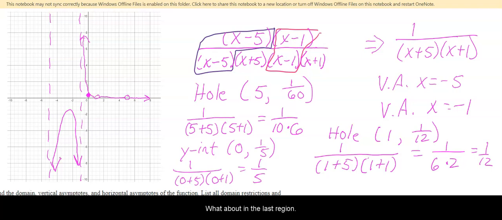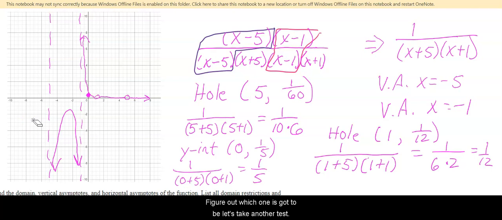What about in the last region? In the last region, I know it's not possible for it to touch or cross the x-axis because I have only a constant in the numerator. That means my options for the graph are that it gets sucked in by the vertical asymptote and goes up, or it could get sucked in by the vertical asymptote and be down. It's got to be one or the other. It cannot touch or cross the x-axis.